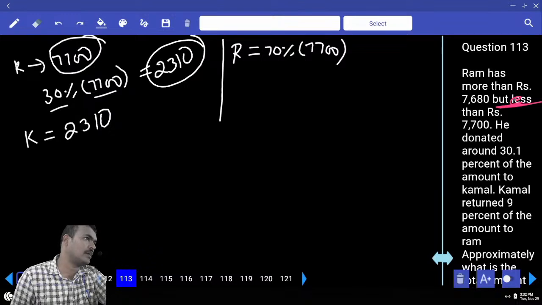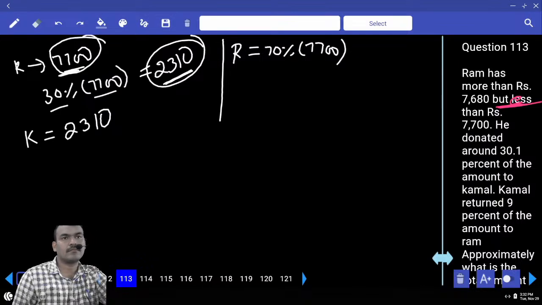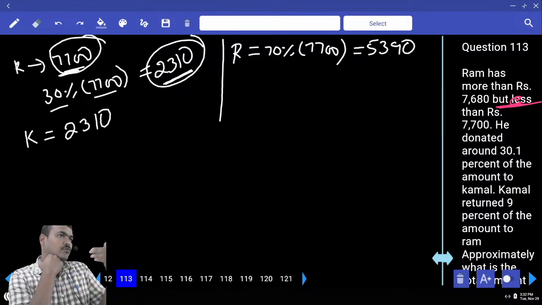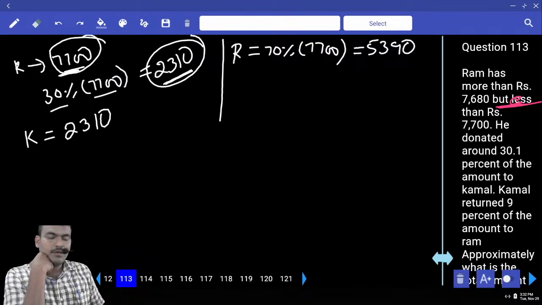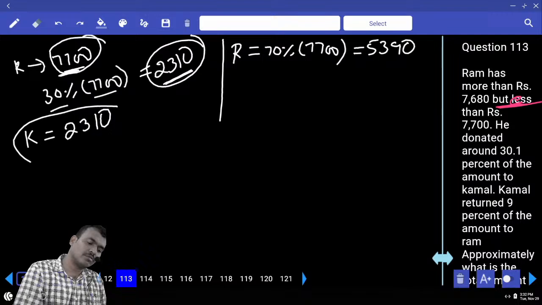4900 plus 490 or not? How much? What is the difference between 7700 and 2310? 5390 or not? Out of 7700 he gave 2310 to Kamal. What is the remaining balance of Ram? 5390. Okay.